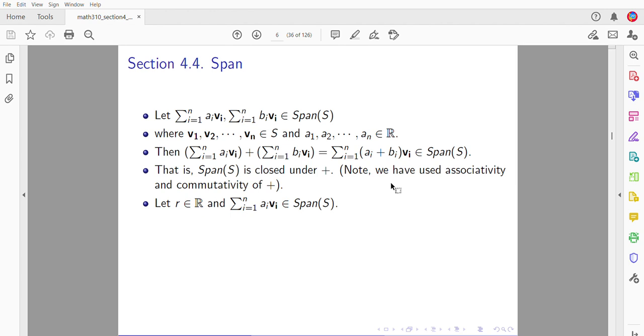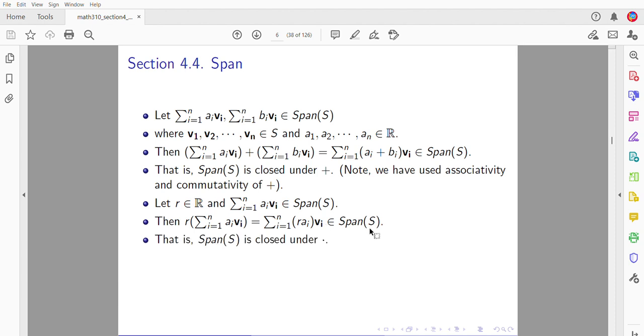Now, suppose you take any real number r and any linear combination in span S. Then r times the linear combination is, by distribution, r goes into each a_i, which means that is another linear combination, therefore it is in span S. That is, span S is closed under scalar multiplication.